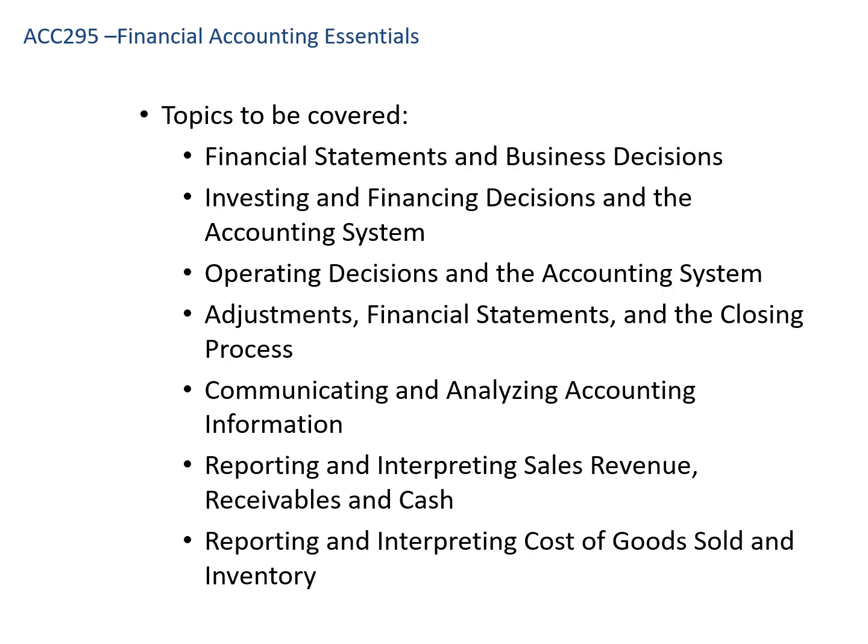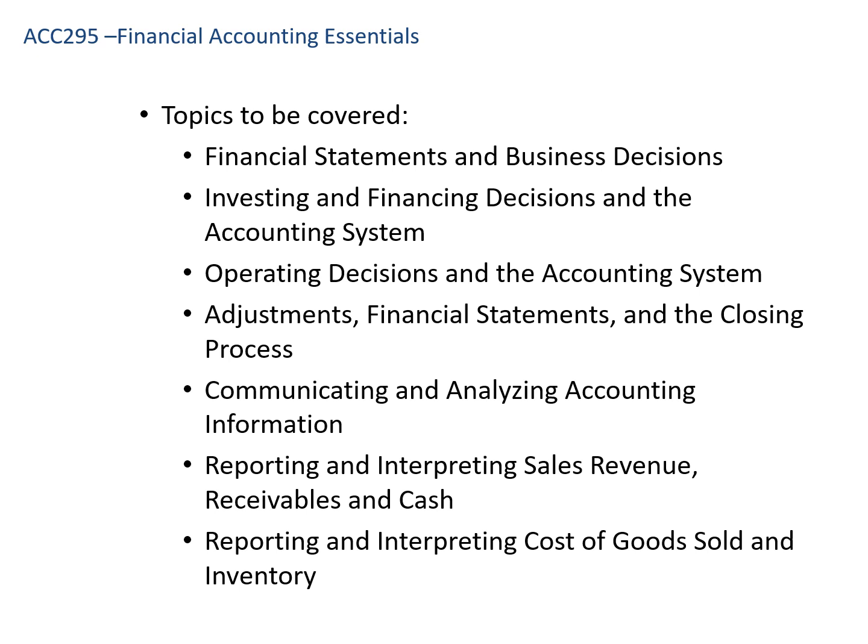So the topics to be covered in this course: I'm going to talk about financial statements and business decisions, investing and financing decisions in the accounting system, and then operating decisions in the accounting system. You see the focus there is really on decisions that are made in companies and how the accounting system supports that. Then we'll talk about adjustments to fine-tune the financial statements, preparing the financial statements, and then the closing process at year end.